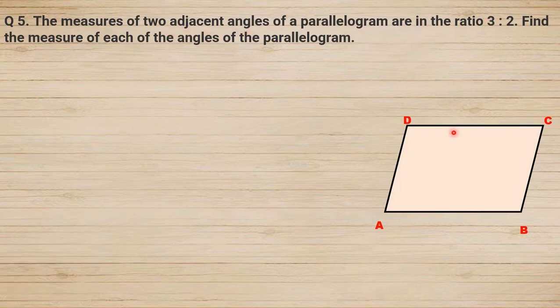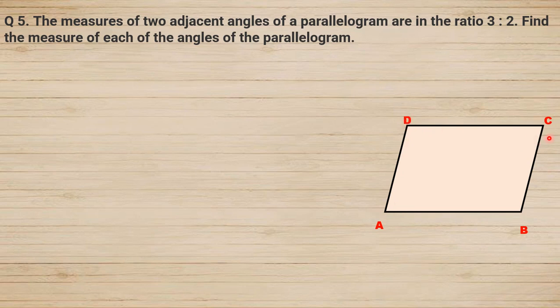adjacent angles. So what will be the adjacent angles? The angles which have the same side on which they both lie, or we can say the angles which have the same common line. So that means we can say angle A, angle D, they are the adjacent angles.